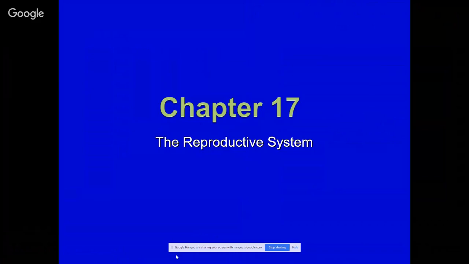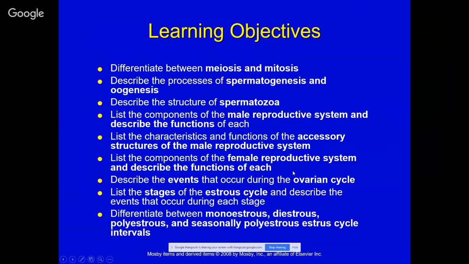This is chapter 17. We're going to talk about the reproductive system. Our learning objectives today are to differentiate between meiosis and mitosis. We'll describe the process of spermatogenesis and oogenesis.